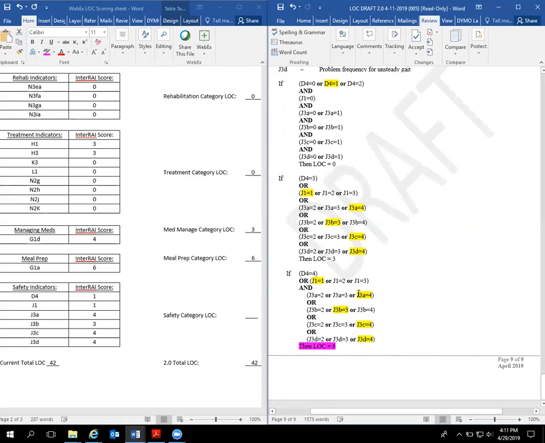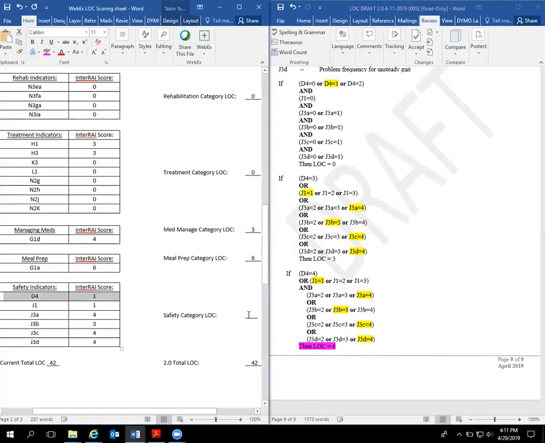So this is, again, someplace where it's very important to look at the ORs. So the participant does not have to have D4 equals 4. It's D4 equals 4 or J1 equals 1 and J3A equals 4. So that's what qualified the participant in this case. So he has a score of 6 for safety.